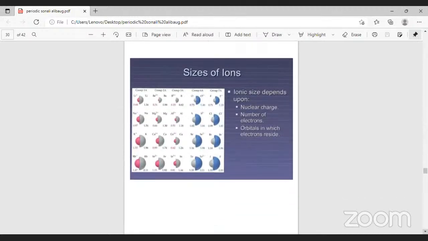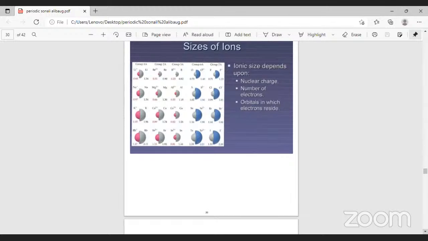So, size of ions. Now students, ions are of two types: cations and anions. What are cations? Positively charged ions. What are anions? Negatively charged ions. So cations means you are removing electrons and anions means you are adding electrons. So think about the size of cations and the size of anions.